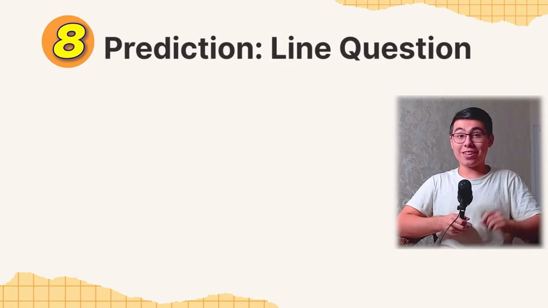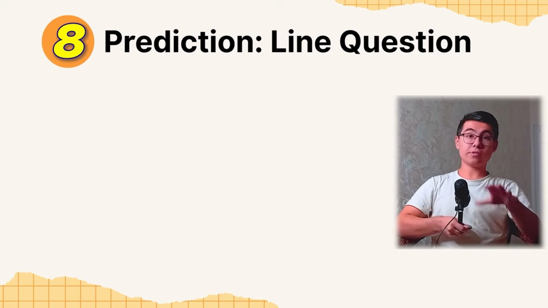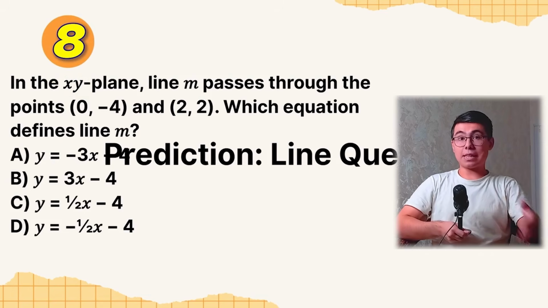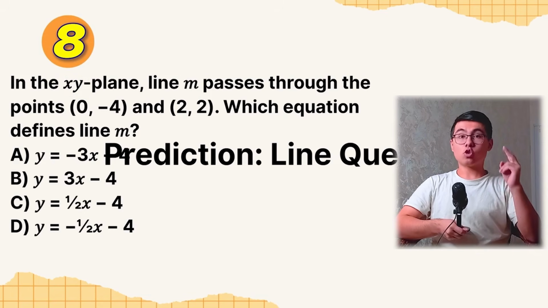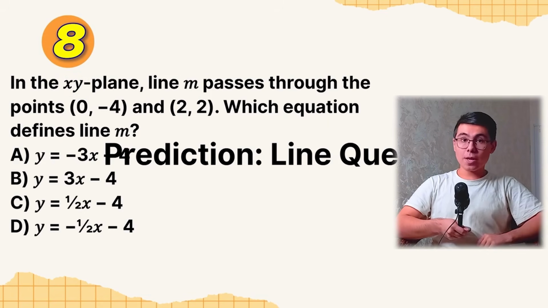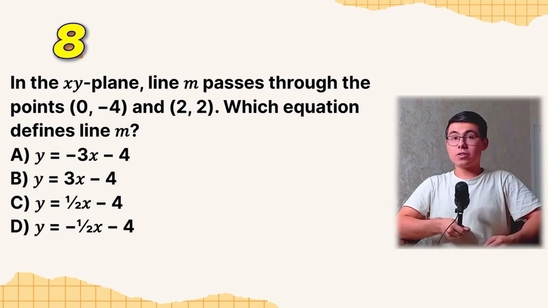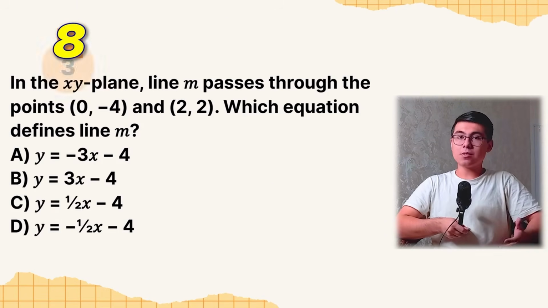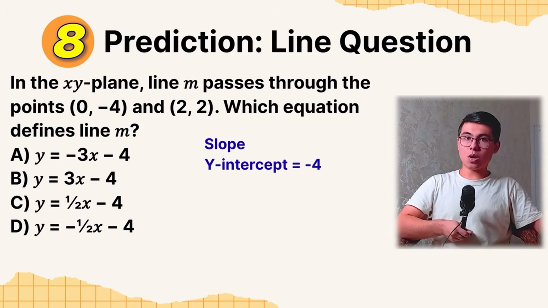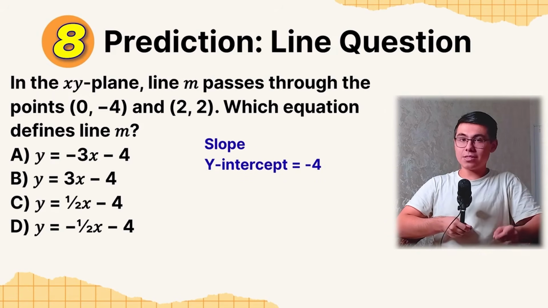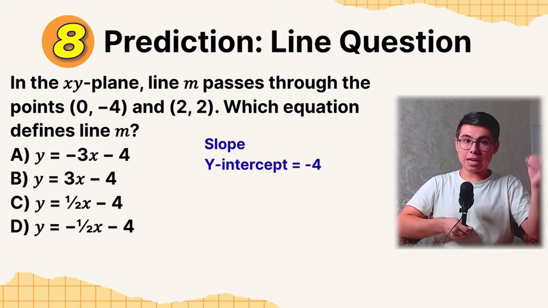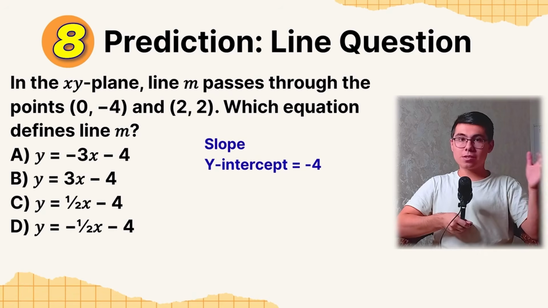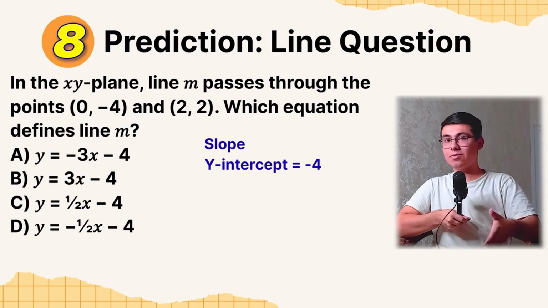Prediction number 3, the line question. So here's our plan. To find the equation of a line, you just need to know 2 things, the slope and the y-intercept. Let's start with the easy part, the y-intercept. Let's look at the point when x is 0, y equals -4. That means the line crosses the y-axis at -4. So the equation is going to be something like y equals something x minus 4.